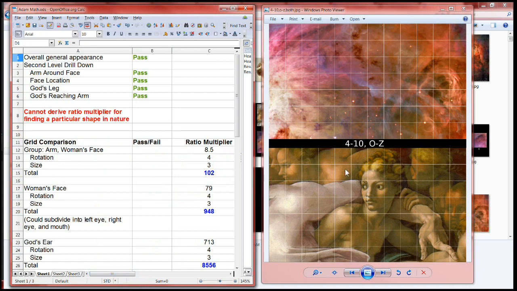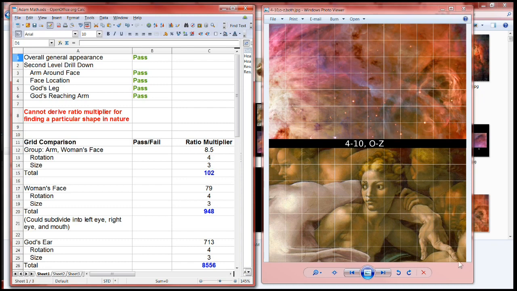The rotation is obviously the same. You could not rotate this 90 degrees and have it look like that, especially because the arm is quite obvious. You can see that the face is pointed in the same direction and so forth. It's a pretty obvious one. So we end up with a rotation and a size. Well, is the size relatively the same?